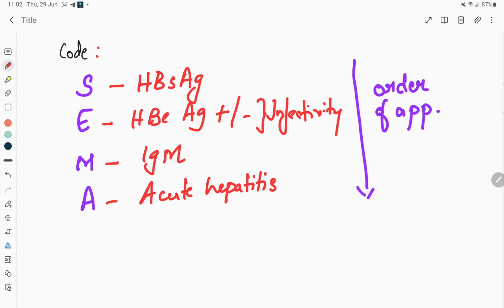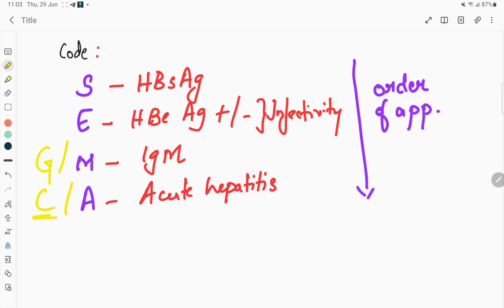Now, in the place of IgM, if you get IgG, then it is a case of chronic hepatitis. Once again, in the lab report, if you see IgG in place of IgM, guys, it is a case of chronic hepatitis.